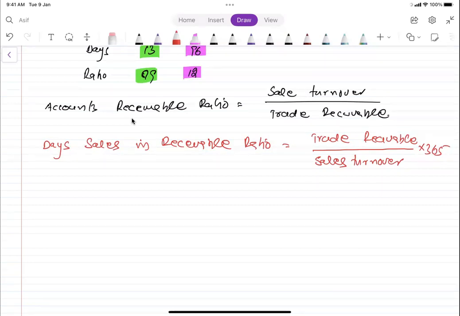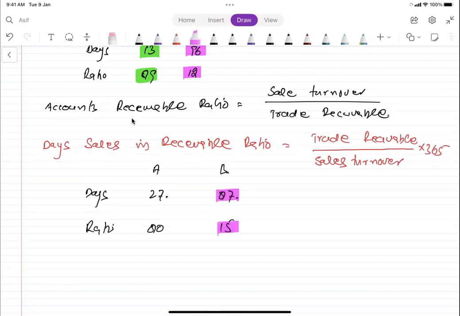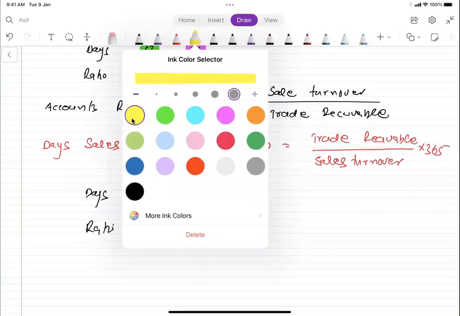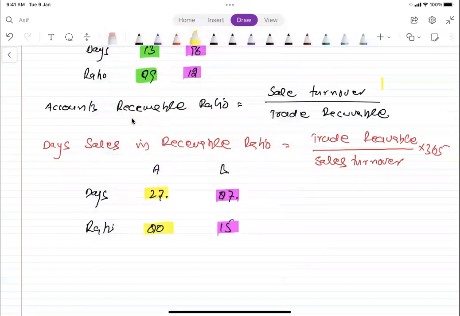So this ratio is also measured in two ways. One is in days and second is in ratio. There is a business A that has days of 27, for example, and a ratio of 80, for example. There is a business B that has days of 87, for example, and a ratio of 15, for example. Business B is performing poorly in both ways, and business A is performing well in both ways.